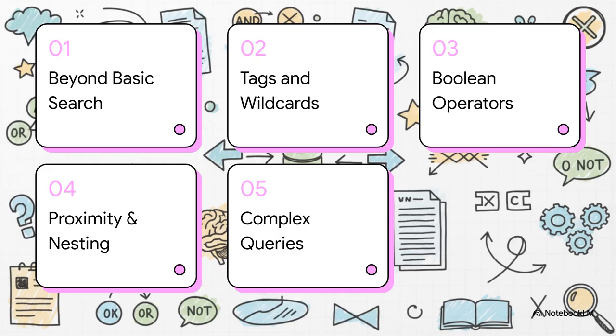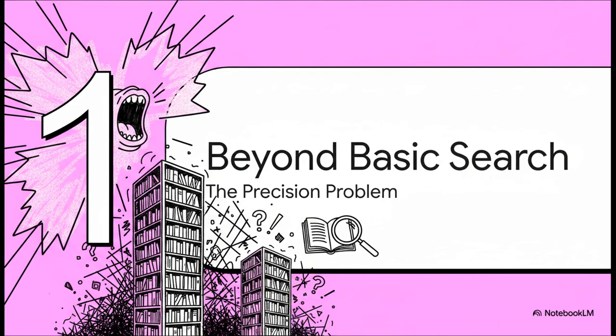All right, here's our game plan for today's explainer. We'll start with beyond the basic search, then cover field tags and wildcards, mastering Boolean operators, proximity and nesting, and finally, building complex queries. Okay, let's kick things off with Section 1, Beyond the Basic Search, and what we call the precision problem.